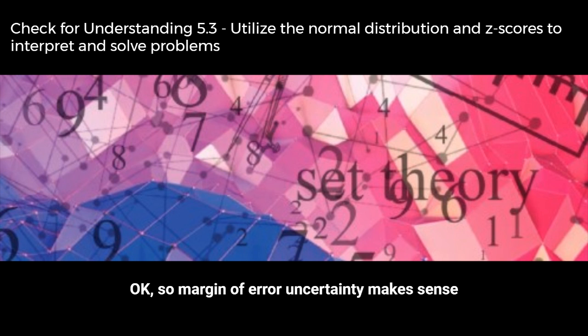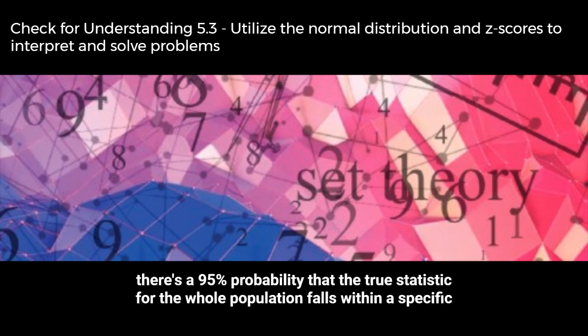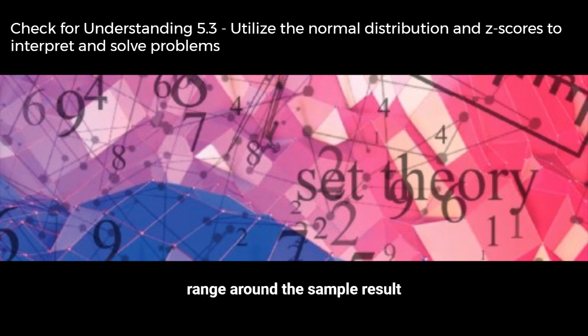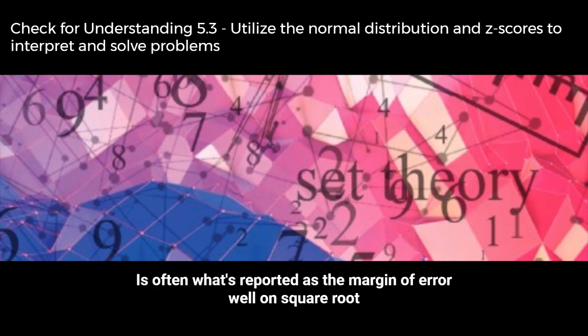Okay, so margin of error, uncertainty. Makes sense. Now, here's the cool part. If you have a randomly selected sample of size n, there's a 95% probability that the true statistic for the whole population falls within a specific range around the sample result. That range is calculated as 1 divided by the square root of n, and that value, 1 divided by the square root of n, is often what's reported as the margin of error.